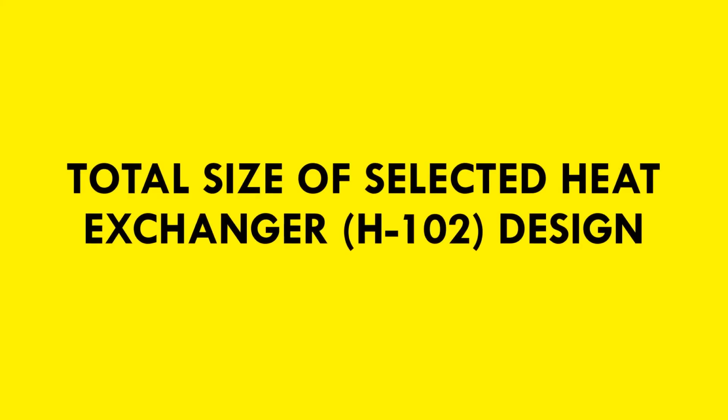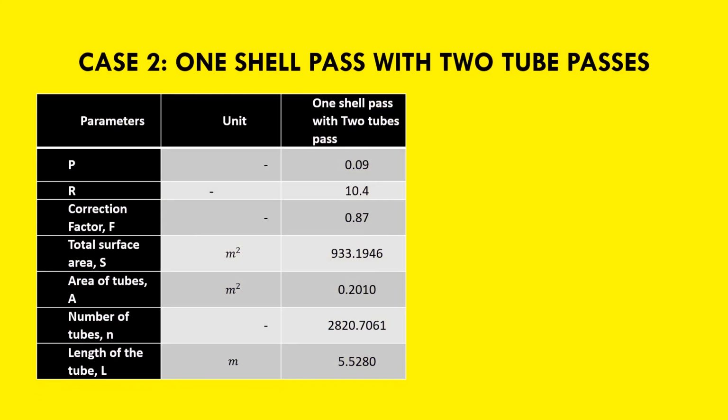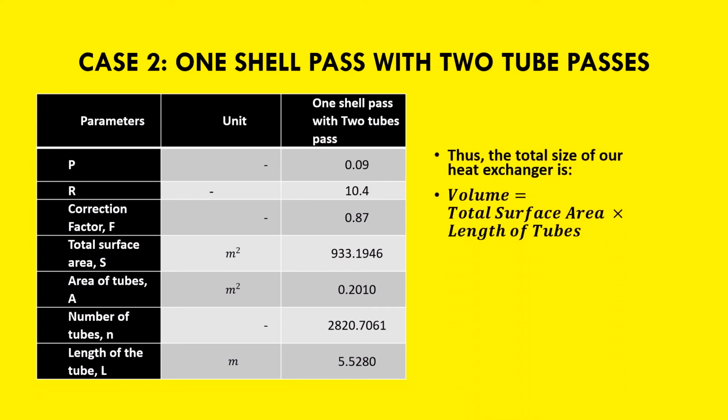From the calculation, case 2, which is one shell pass with 2 tube passes, is chosen because the length of the tube is nearer to the tube length limit. The table shows the summary of the calculation of case 2 in terms of the total area of the heat exchanger, the area of the tube, the number of tubes, and the length of the tube. Next, the total size of the heat exchanger can be determined in terms of the volume, which is a product of the total surface area and the length of the tubes.